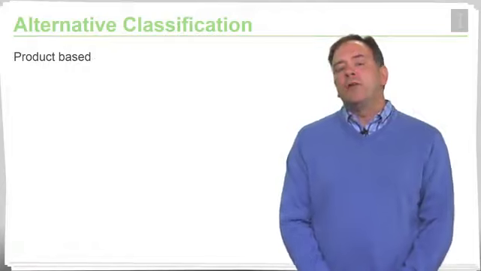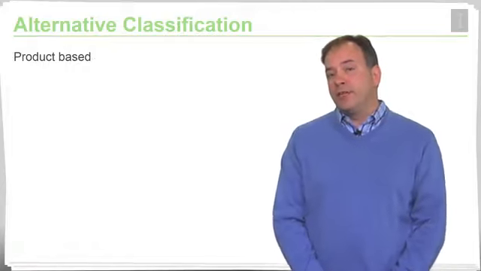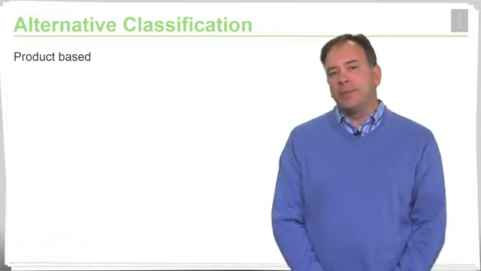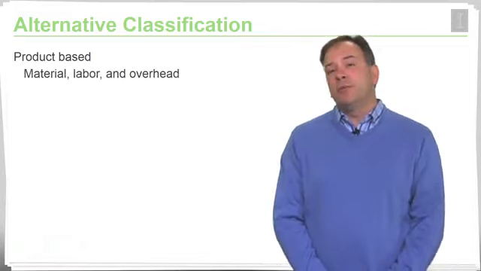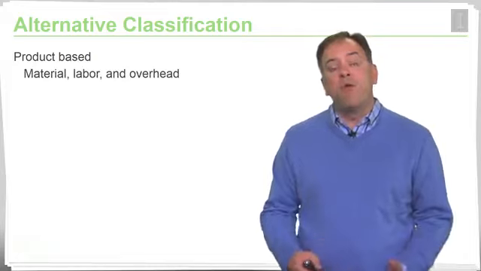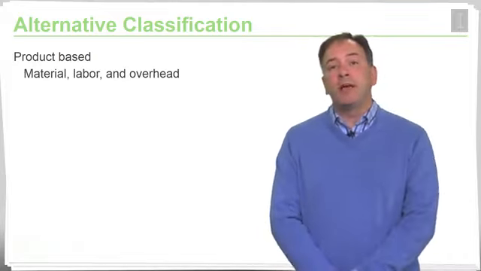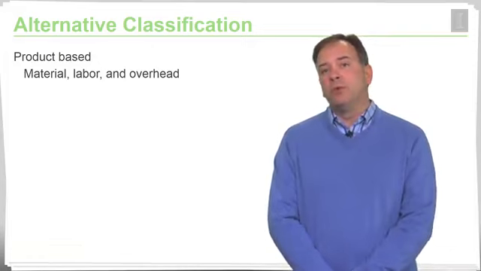Now we're going to turn our attention to a different classification system. We started off thinking about a product-based classification. That was the distinction between materials, labor, and overhead. And of course, in activity-based costing, we expanded the different types of overhead into different activity pools.